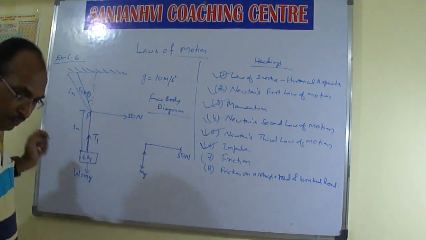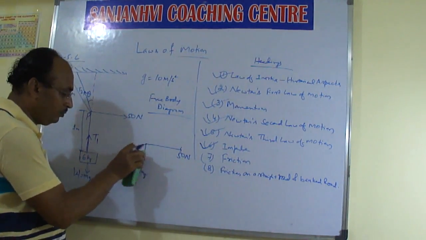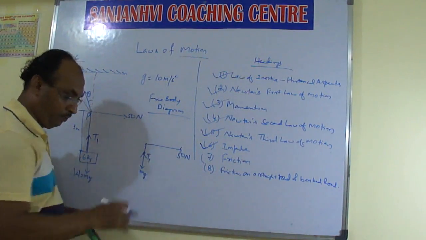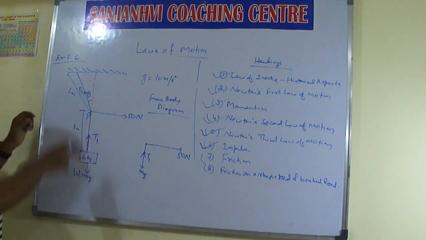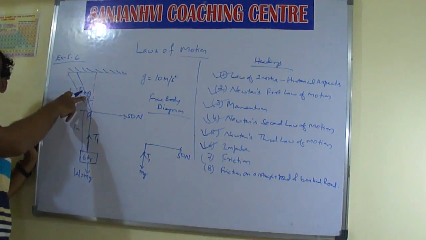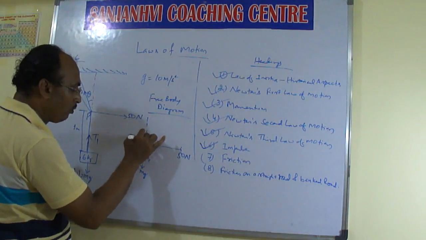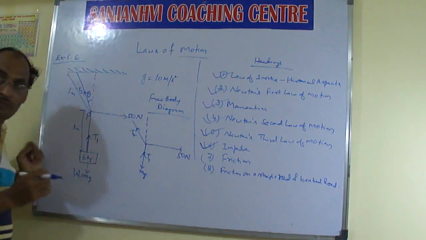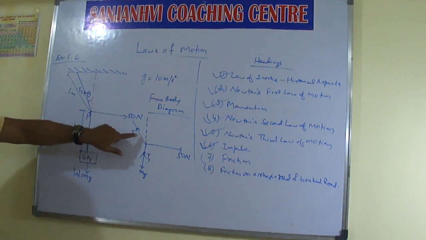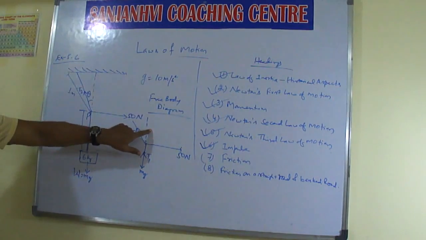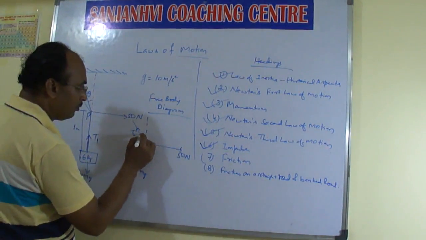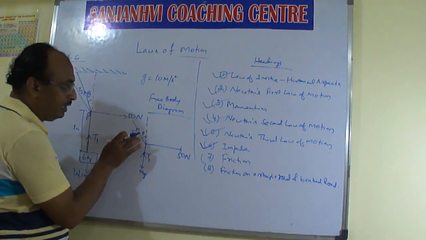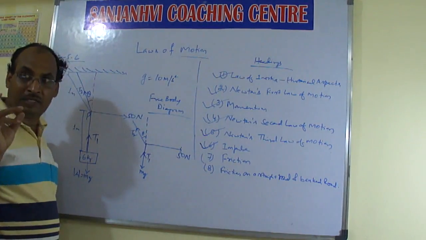For this mg, here it is T1. Now another tension is also there, at an angle. So this is T2. For this T2, this component will be here, and this is theta. Now this T2 will be split into two parts.